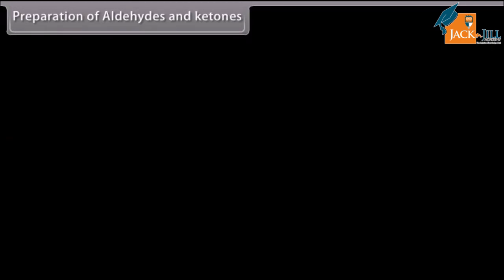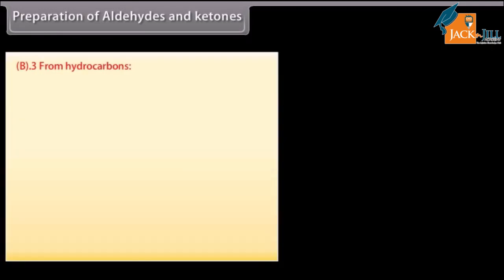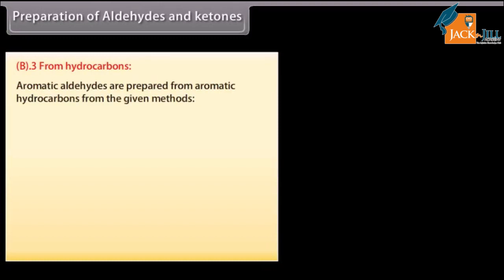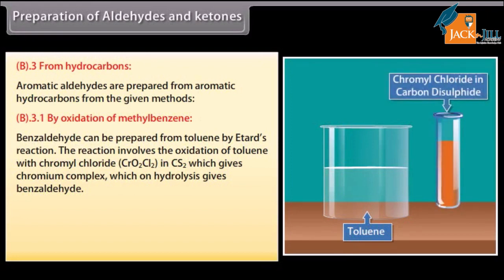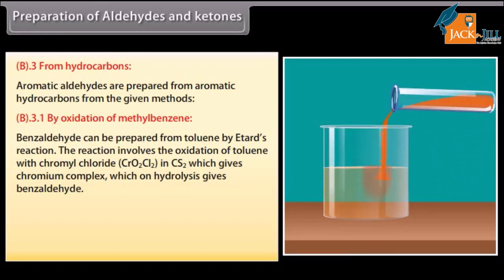Preparation of aldehydes and ketones from hydrocarbons. Aromatic aldehydes are prepared from aromatic hydrocarbons by the given methods, by oxidation of methyl benzene. Benzaldehyde can be prepared from toluene by the Etard reaction.